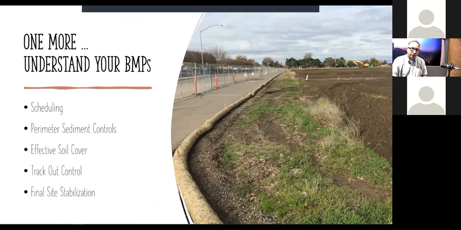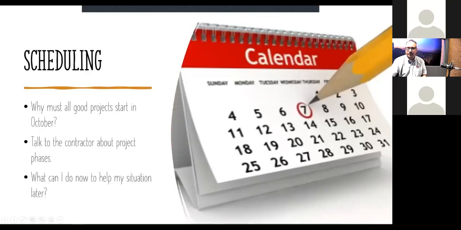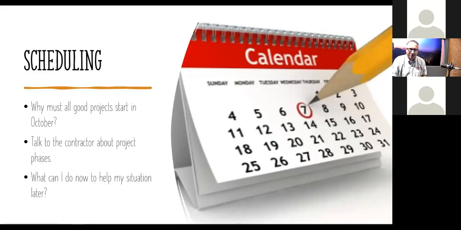Scheduling, we're going to talk about perimeter sediment controls, effective soil cover, trackout control, and then final site stabilization. So let's go to scheduling. Why must all good projects start in October? I mean, here it's Stormwater Awareness Week, right? That's why we call it that, because officially, October 1 is the start of the storm season.